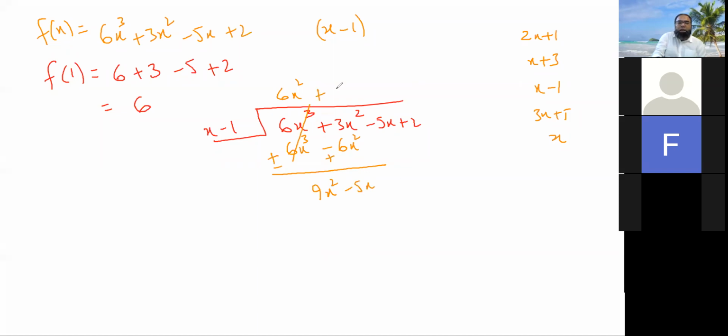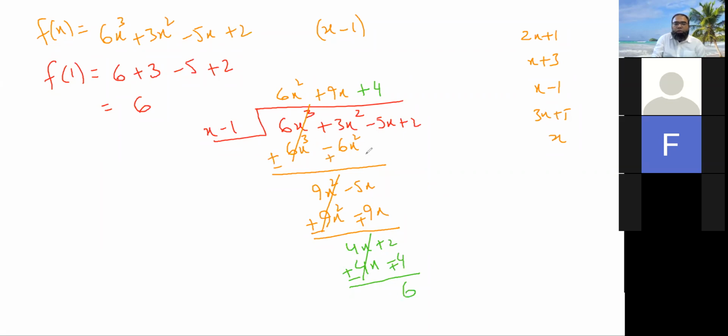So this will be plus 9x. This is 9x squared minus 9x, so I again change the signs here. This one is cancelled. So I now have 4x plus 2. I'll be using 4 here, so this is 4x minus 4. And this is going to be this. You see, after all this long division, you get the remainder 6 that you quickly got through the remainder theorem.